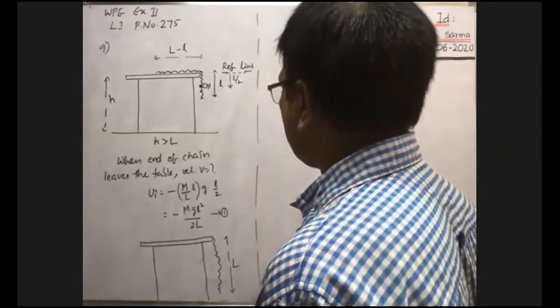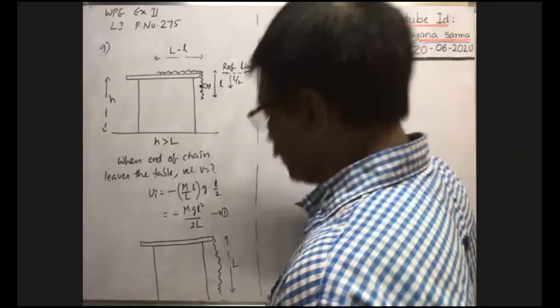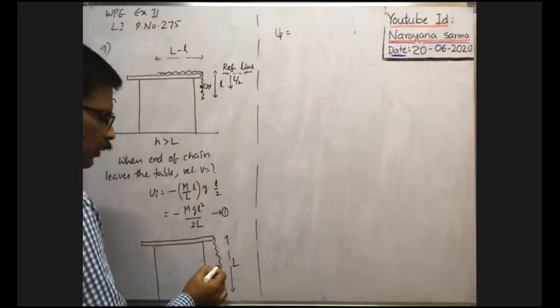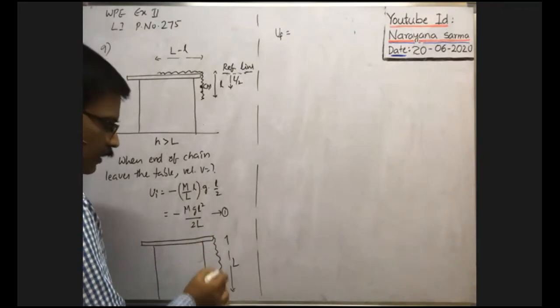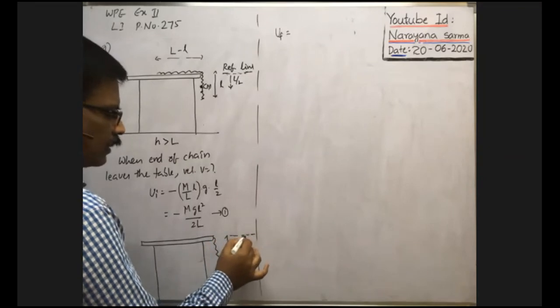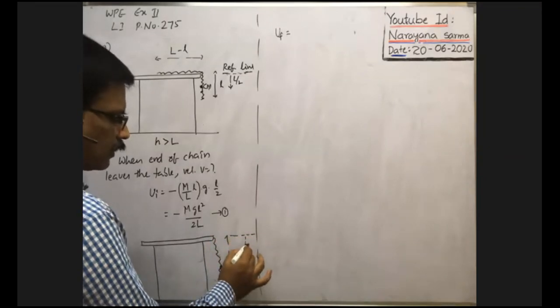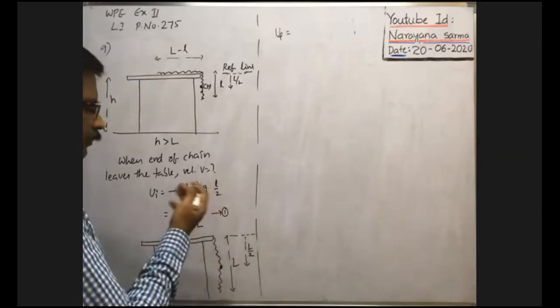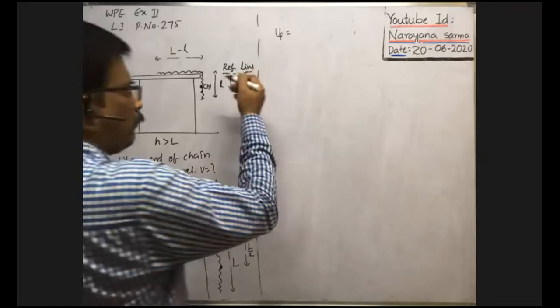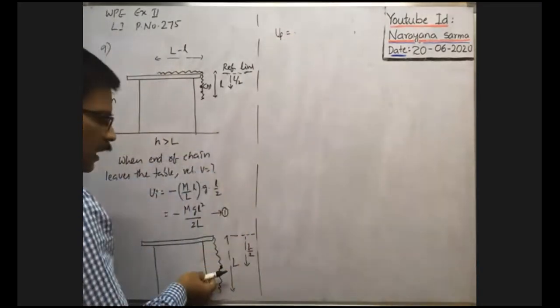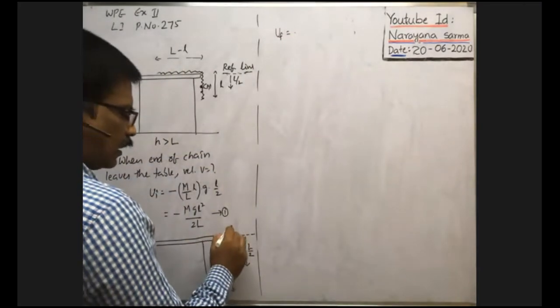So final potential energy U_f is equal to, whenever the chain is ready to leave the edge of the table, the center of mass is here now. So actually the surface of the table is considered as the reference line. From the reference line, the center of mass lies at a distance L by 2. Now what is the potential energy of this chain with respect to the reference line? Final potential energy is equal to minus, because the center of mass of the chain is below the reference line.